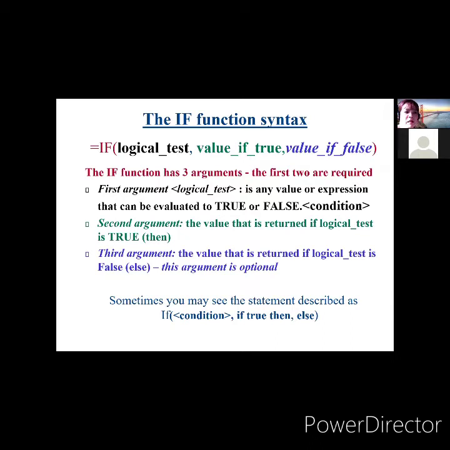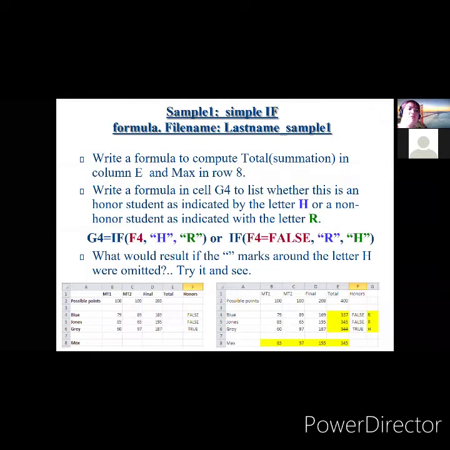So, ang sabi rito, optional daw po yung third argument. You may or may not put that third argument. Kasi kung halimbawa namang hindi siya nag-true, it means lalabas na po yan sa loob ng function at gagawin niya na yung instructions na susunod. So sometimes you may see the statement described as, ayan, makikita ninyo yung statement na yan, IF condition, if true, then else. So pwede na rin wala yung else, lalabas na lang siya dun sa IF function.